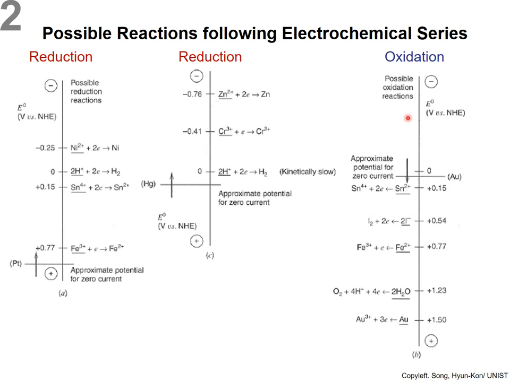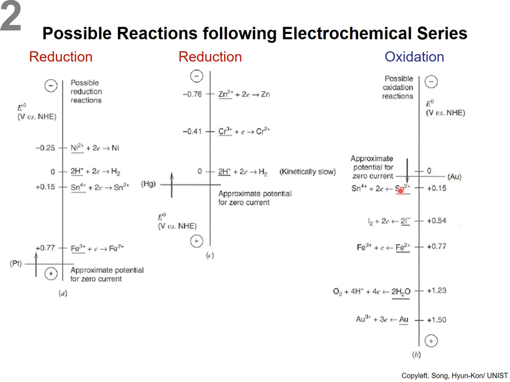The third situation is about the oxidation process. So right now we have tin 2+, iodide, Fe 2+, water, and gold in aqueous electrolyte. And we are using the gold as the working electrode and the reference electrode is the normal hydrogen electrode. The starting point is about plus 0.05 volt. Then I am scanning the potential to the positive direction for oxidizing those species.